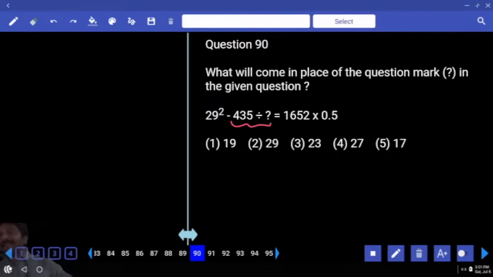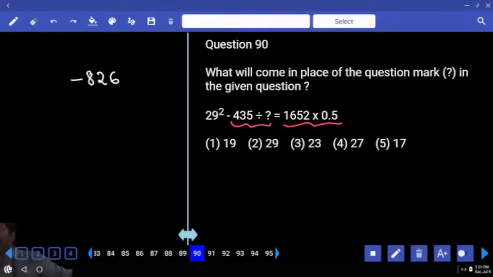X is on the left hand side, negative side. Take that part to the right hand side, becomes positive. Right hand side number comes to the left hand side, into 0.5, in the sense half of that number only. Tell me what is half of that number? 826. 826 comes to the left hand side and becomes minus.